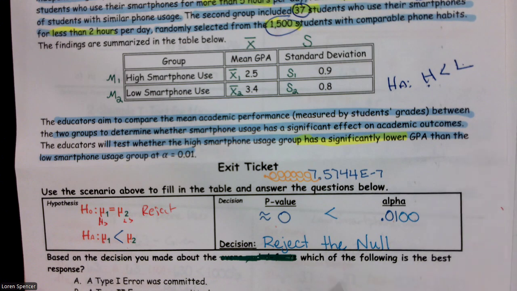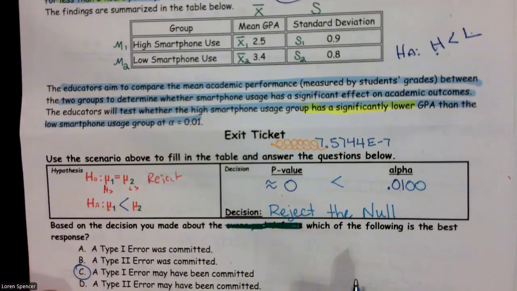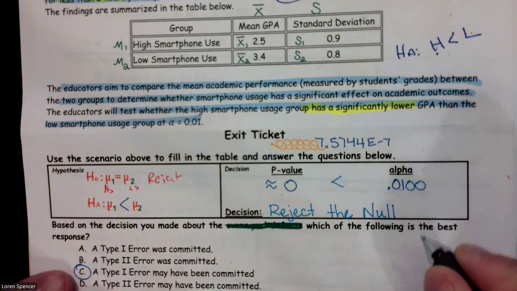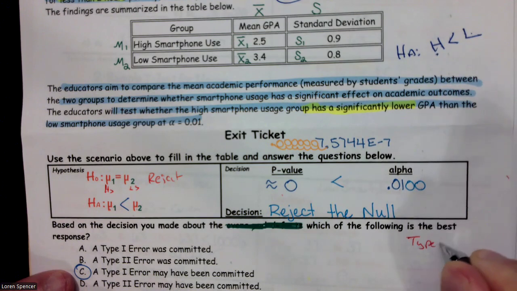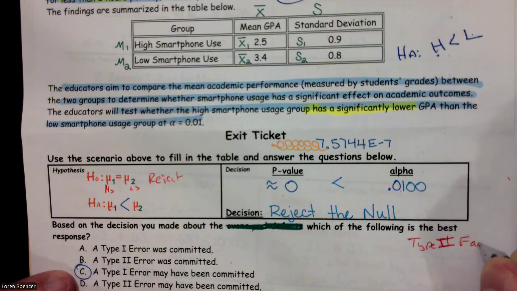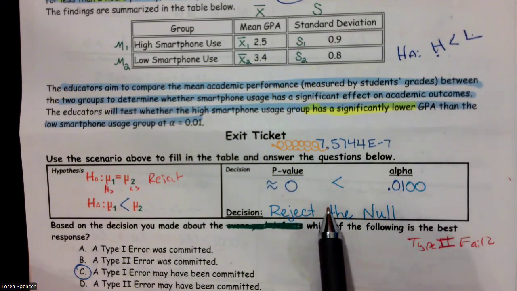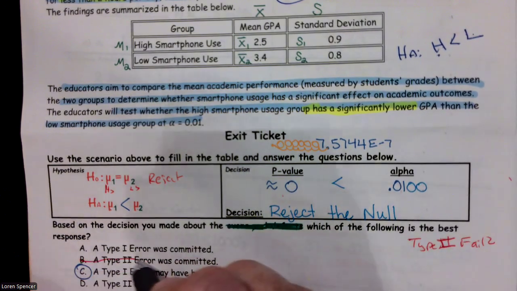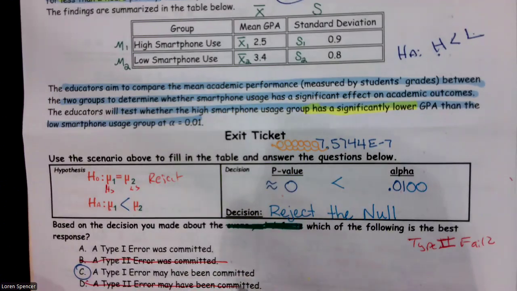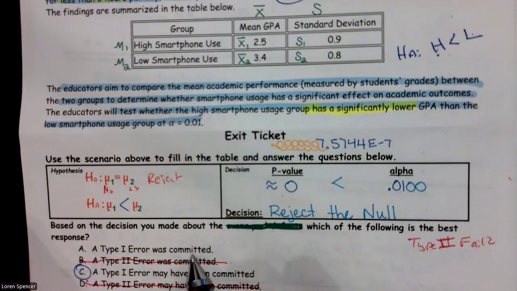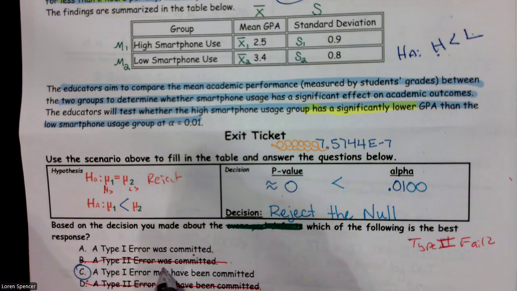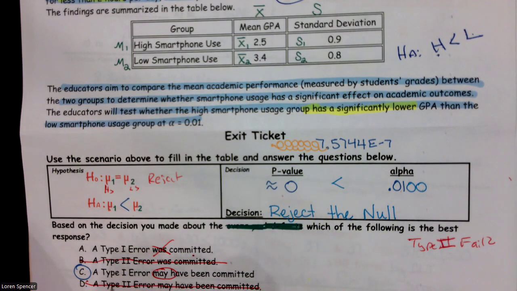Well, we rejected. So if you reject, the only type of error would be a type 1, because remember, type 2 is a fail to reject. Well, we didn't fail to, we rejected. So the only one was type 1. That means it gets rid of this and it gets rid of this. But remember, you're not sure that you committed it. You may have committed it. So the keyword was may, not was, because in stats, there's a chance. It's not necessarily saying you did. So our best answer choice is C.